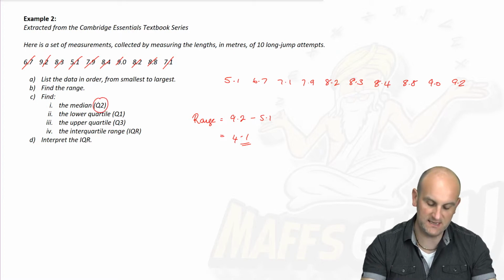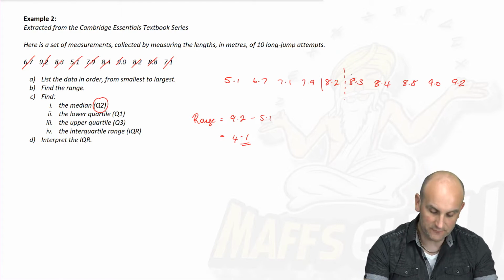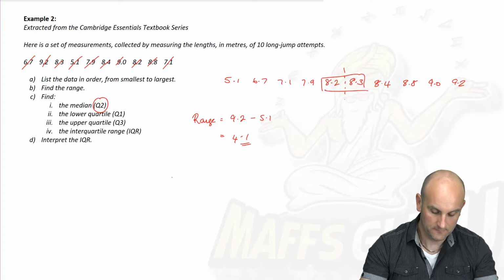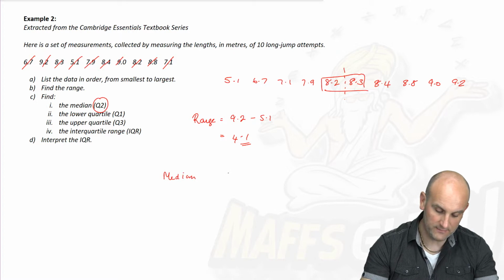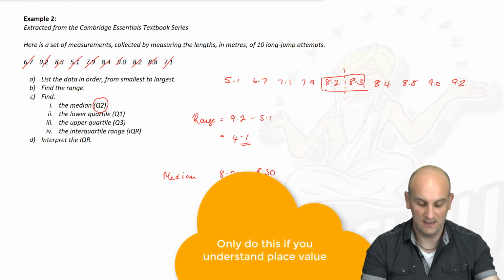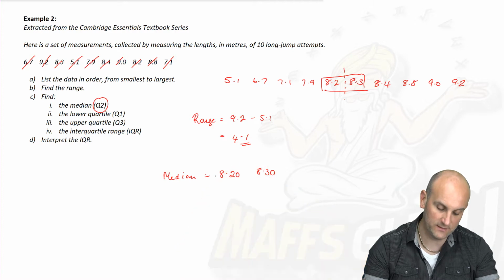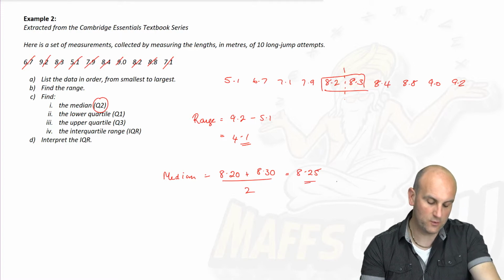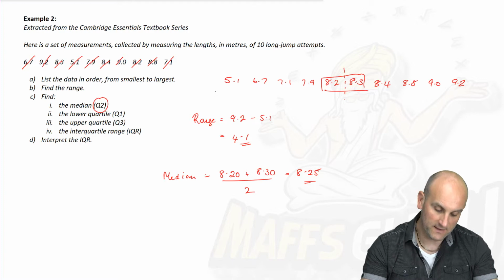Find Q2. What is Q2? It's the median, so the middle value. 1, 2, 3, 4, 5. Now I happen to know that the middle value falls between there. It's actually going to fall between 8.2 and 8.3. There's lots of ways I can do this. I actually tend to put zeros on the end because now I've got 20 and 30, and I know that therefore my median gives me 8.25.